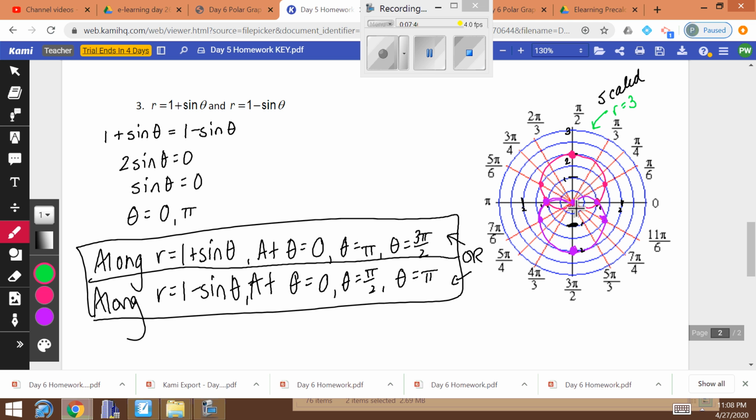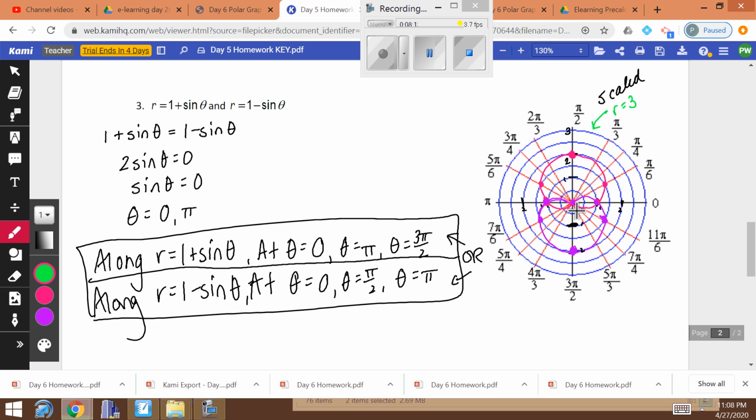So the pink one is our first graph. Second one is really similar. It's in purple here, but if I start at 0, we get 1. But if I put in pi over 2, notice this time I get 0. If I put in pi, we get 1 minus 0, which gives us 1. Then if I'm at 3 pi over 2, that's 1 minus negative 1. That's why we're down at 2. And it comes back around. Again, this is our cardioid.